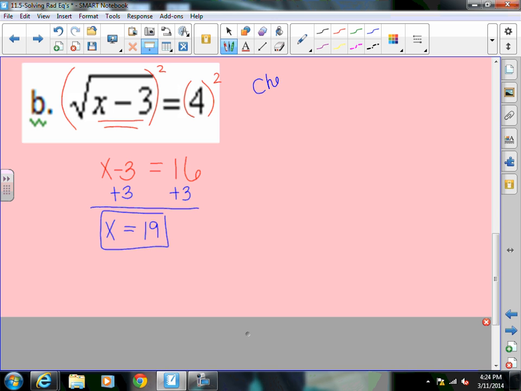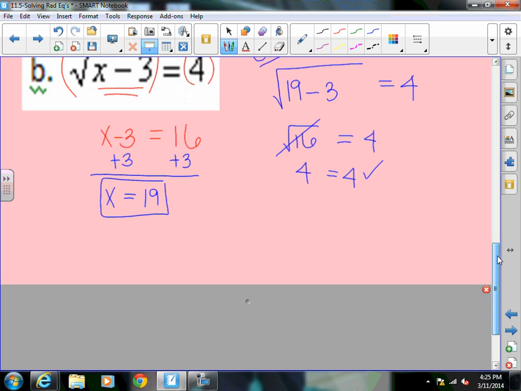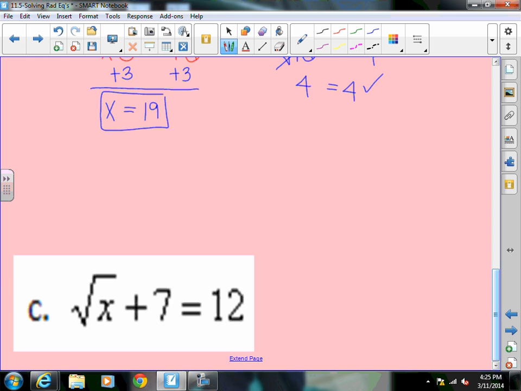Then to check your answer, I'm plugging in 19 for x. So I have radical, instead of x, I plug in 19. And then minus 3, and that is supposed to be equal to 4. Well, 19 minus 3 is 16. And what is the square root of 16? 4. Not rad 4, just 4. And it checks. Let's move to example C.